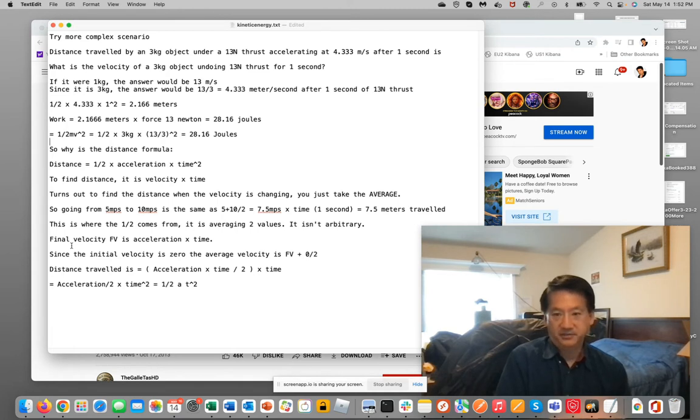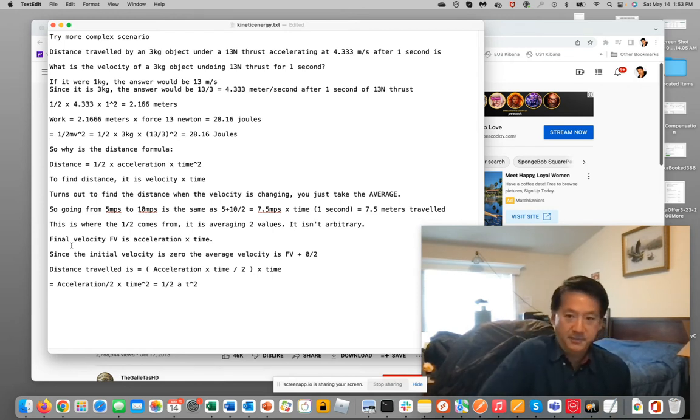So if it was going 5 meters per second and you let it go for 2 seconds, the distance traveled is 10. But what do you do when it's not a constant speed, when it's accelerating from, like, 5 meters per second to 10 meters per second, right? How do you calculate that? That seemed to be something you need calculus for.